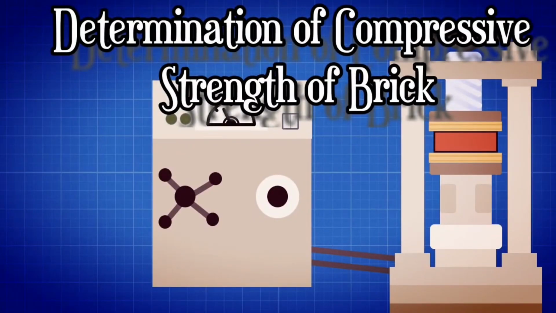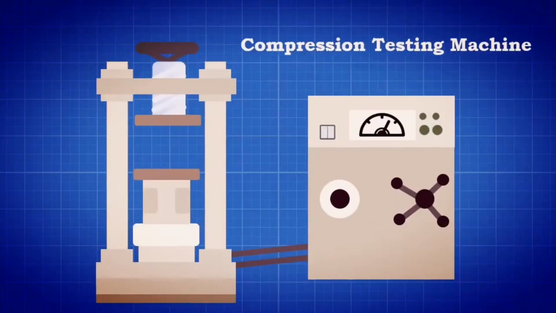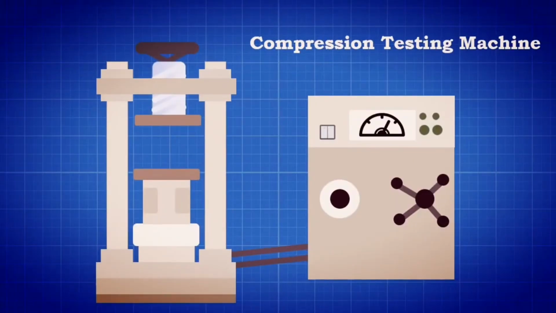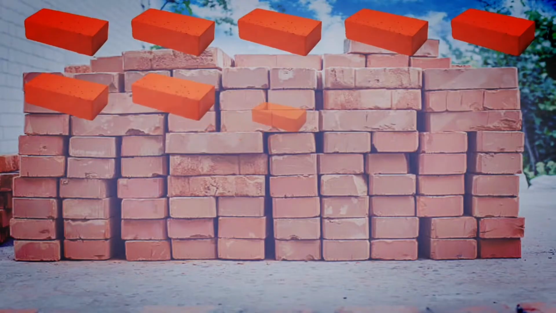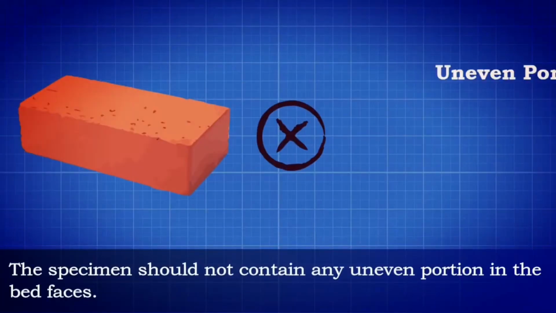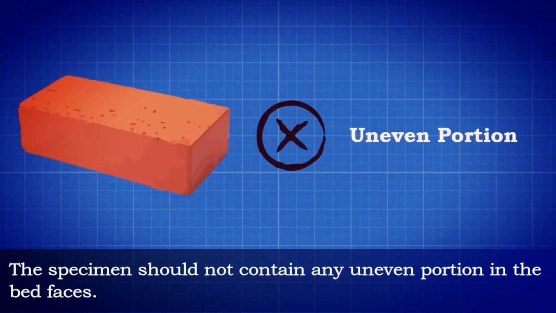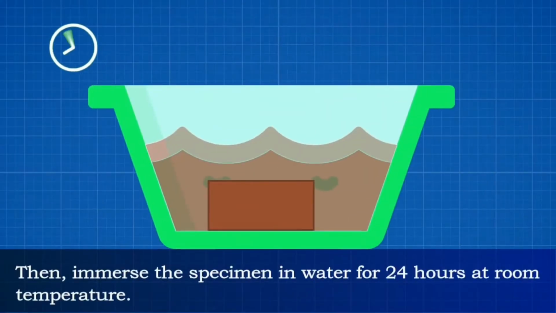Determination of compressive strength of bricks. The compressive strength of bricks is determined by carrying out the experiment in a laboratory with the help of a compression testing machine. At first, a number of specimens are taken from the stack. The specimen should not contain any uneven portion in the bed faces. Then, immerse the specimen in water for 24 hours at room temperature.